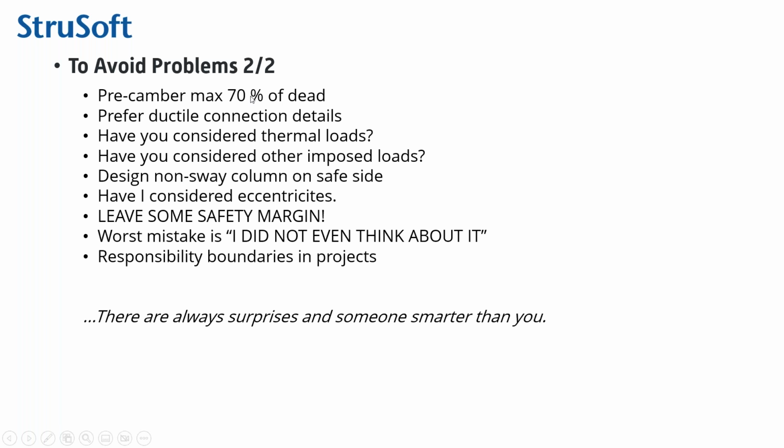Then other problems, okay, pre-camber. If you have welded beams, you can pre-camber them, but do not go more than 70% of the dead loads. And the reason is that if you design your connections, you design them by pinned assumption. And in reality, nothing is pinned, so you have friction. And if you put too much pre-camber, it can be so that the beam is bent upwards when you execute your structure. So that's why the pre-camber cannot be too high.